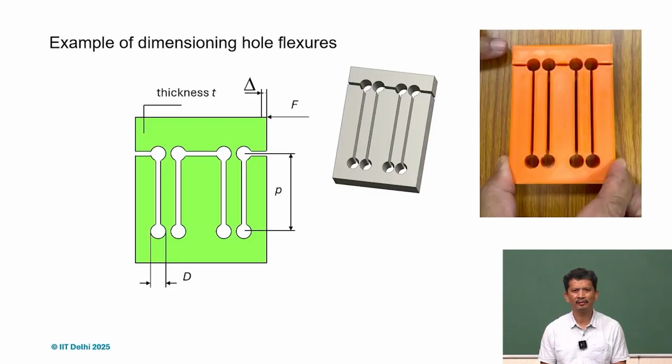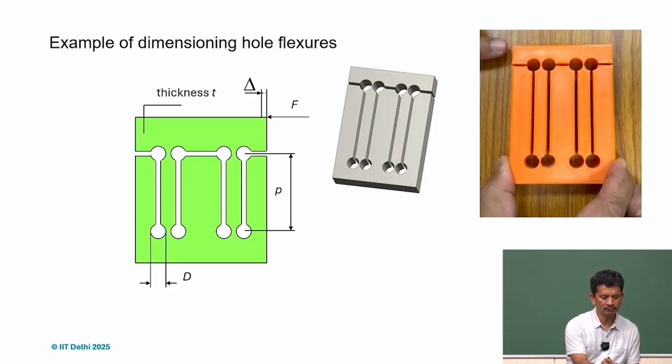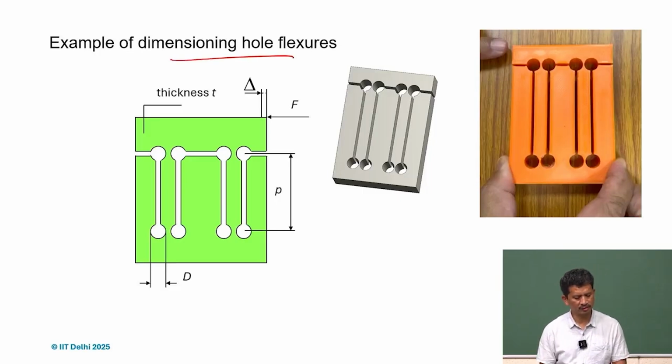Hello everyone, welcome back. So let's continue. In the last lecture, we talked about hinge flexures and we saw some examples, how they can be implemented and how we can get different kinds of flexure mechanisms. We also discussed this problem of how to dimension, so we'll just go through it once again.